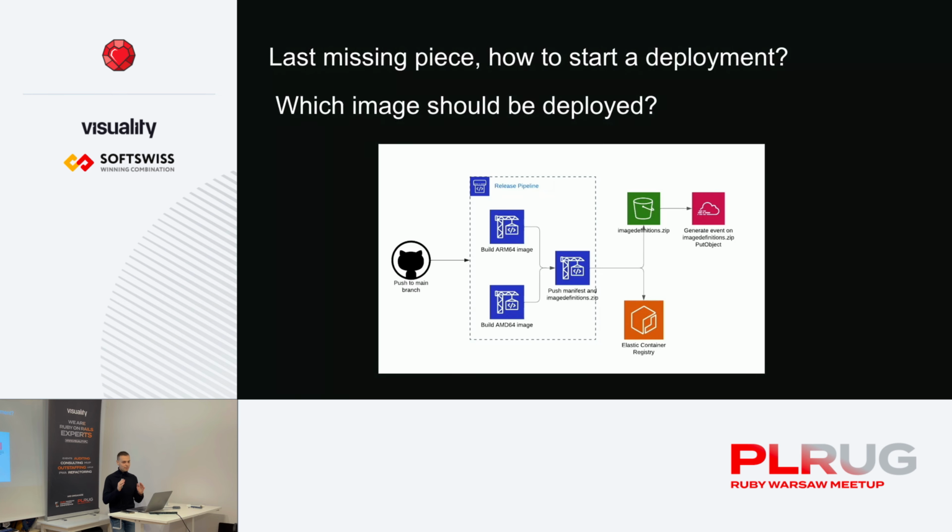And another thing is that you somehow need to pass the information to your deployment pipeline, which container, which kind of image you want to deploy. And this is done by an imagedefinitions.zip file. This file would contain your container name and its tag. And by putting it into S3, which is a storage solution for AWS, we can generate an event. This is done with another tool called CloudTrail. So basically, it observes the bucket, and when the file appears there, an event is generated and sent into your deploy pipeline.